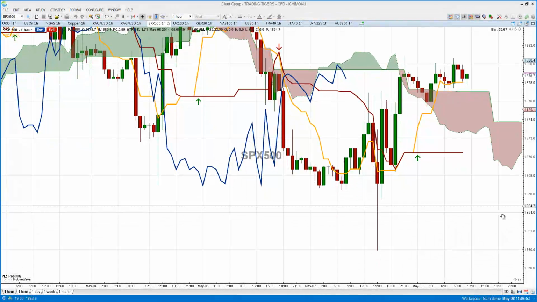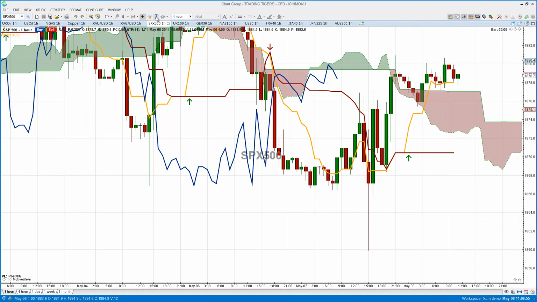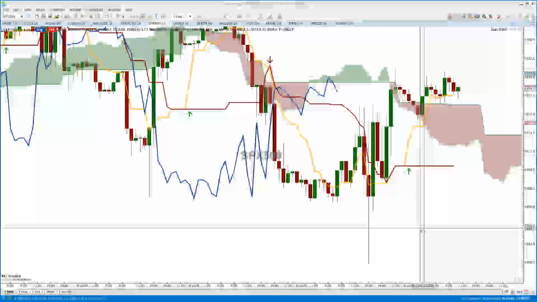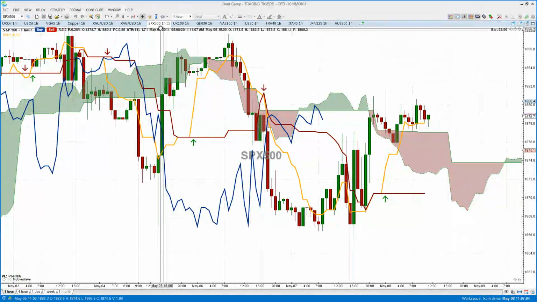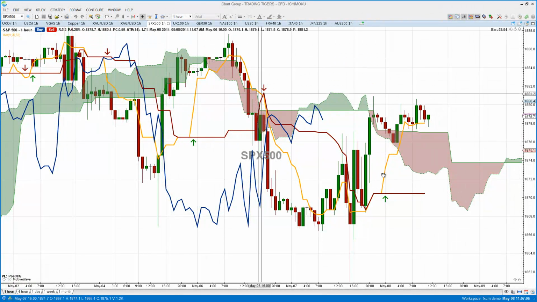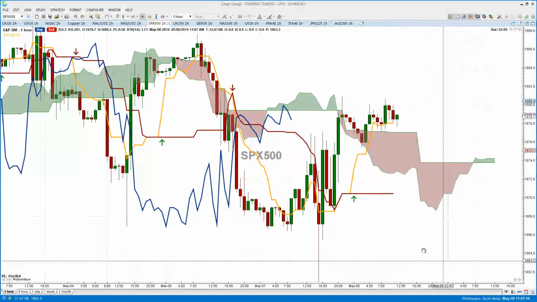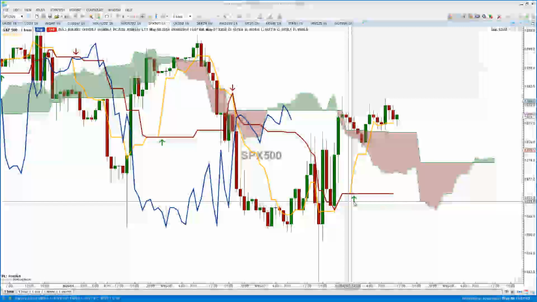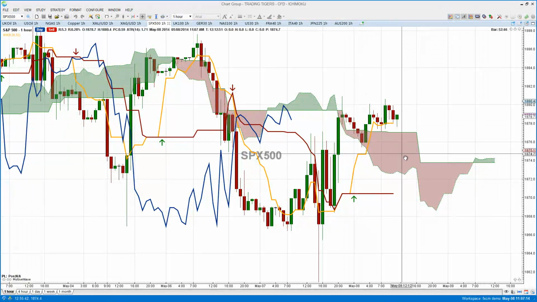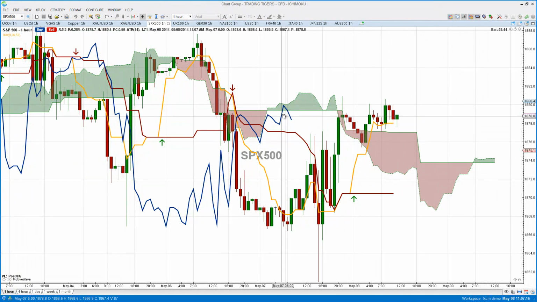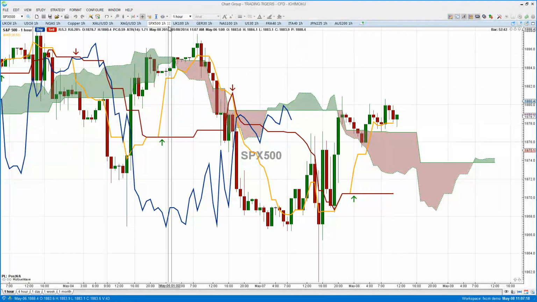Now we move to the indices. We're moving to the one and only SPX 500. This is an indice. I must state it's not the S&P 500, but linked to the S&P 500, SPX 500. Yeah, crossover below the Kumo. The current Kumo is bearish. Everything is not pointing in the correct direction.